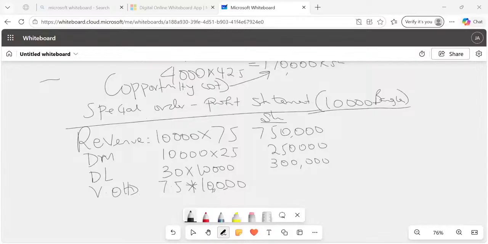75,000. Do we have any other costs? How else will this special order cost us? Remember, we have some other special cost here. Not many students will be able to see that.